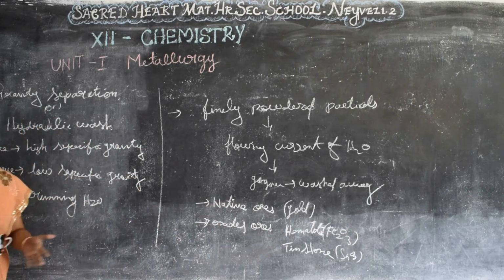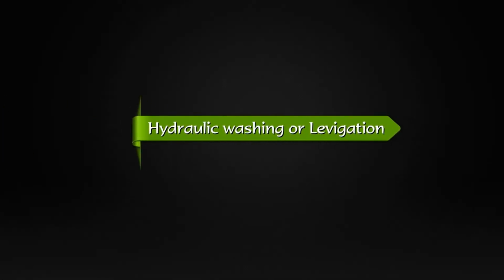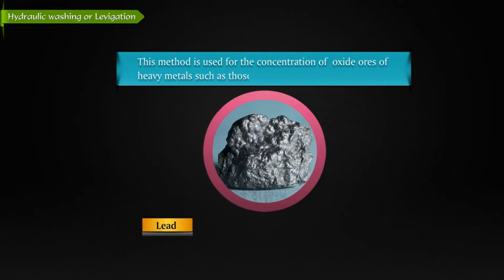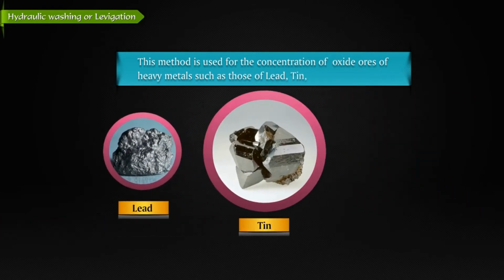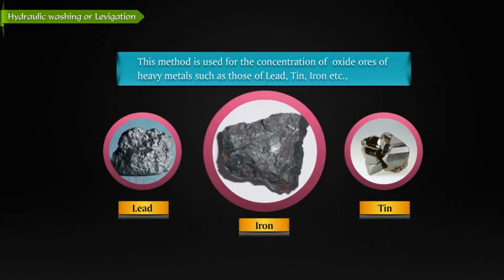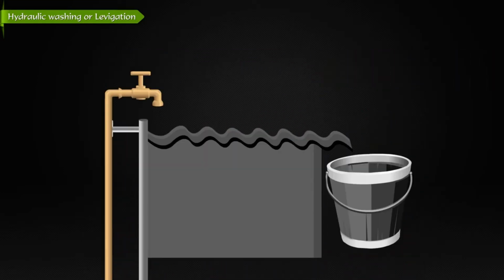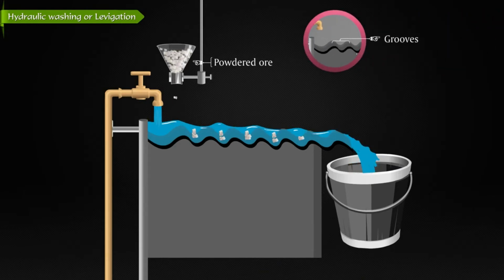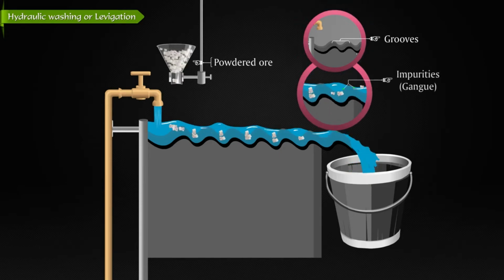So let's see the video, students. Hydraulic washing or levitation. This method is used for the concentration of oxide ores of heavy metals such as those of lead, tin, iron, etc. The powdered ore is spread on special types of tables having grooves on the top. A stream of water is thrown from one side of the table. The gangue particles, being lighter, are washed away with the stream of water, leaving behind the heavy ore particles.